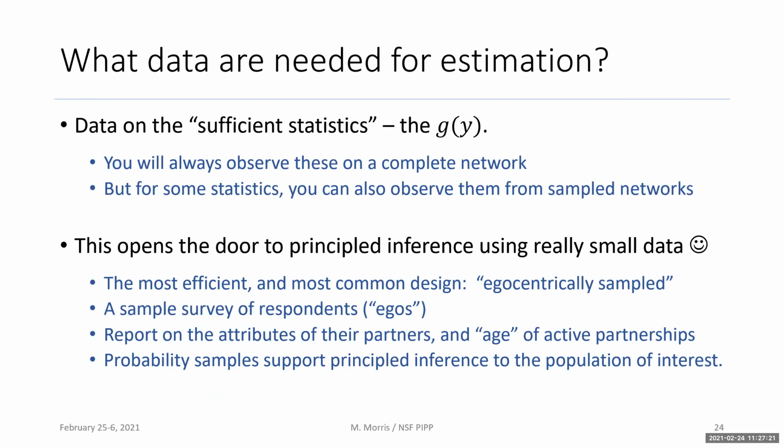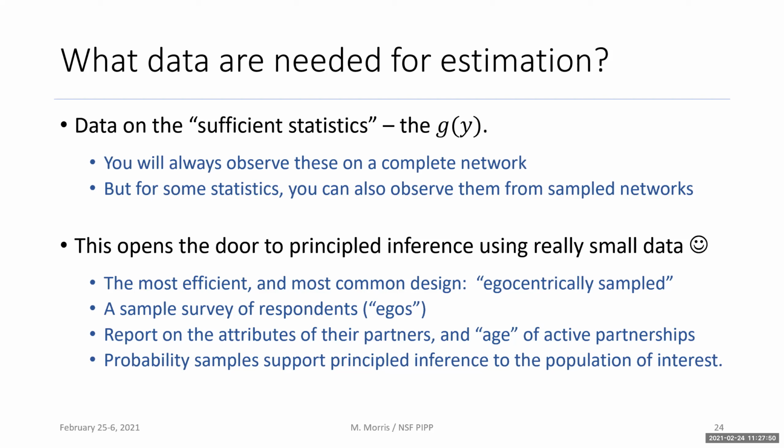So if we think about what data are needed for estimation for these kinds of network models, it's basically data on the sufficient statistics of the model, the g of y terms. Now, you're always going to be able to observe these on a complete network. You just have to construct them. But for some statistics, you can also observe this g of y from a sampled network. And this really opens the door to principled inference using small data, which is nice because it makes it feasible.